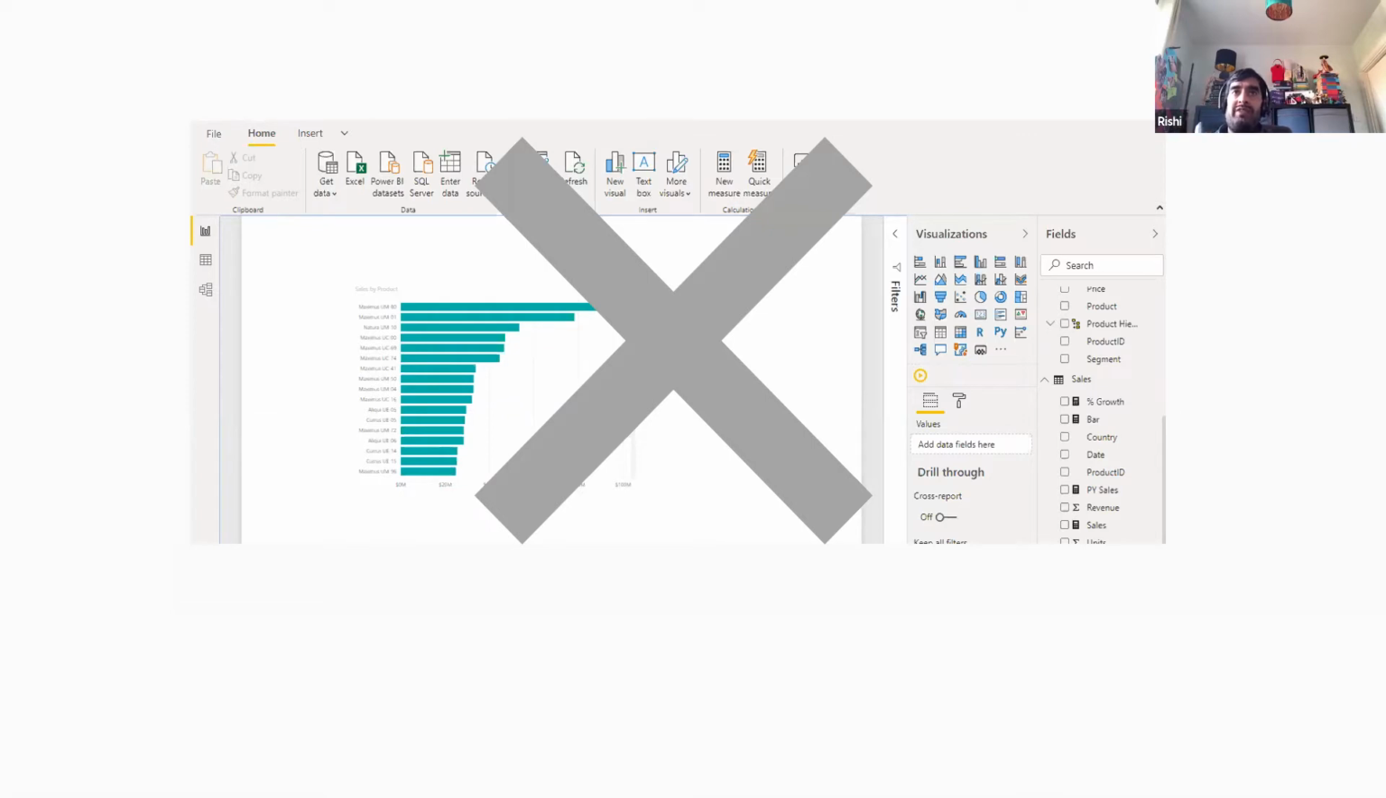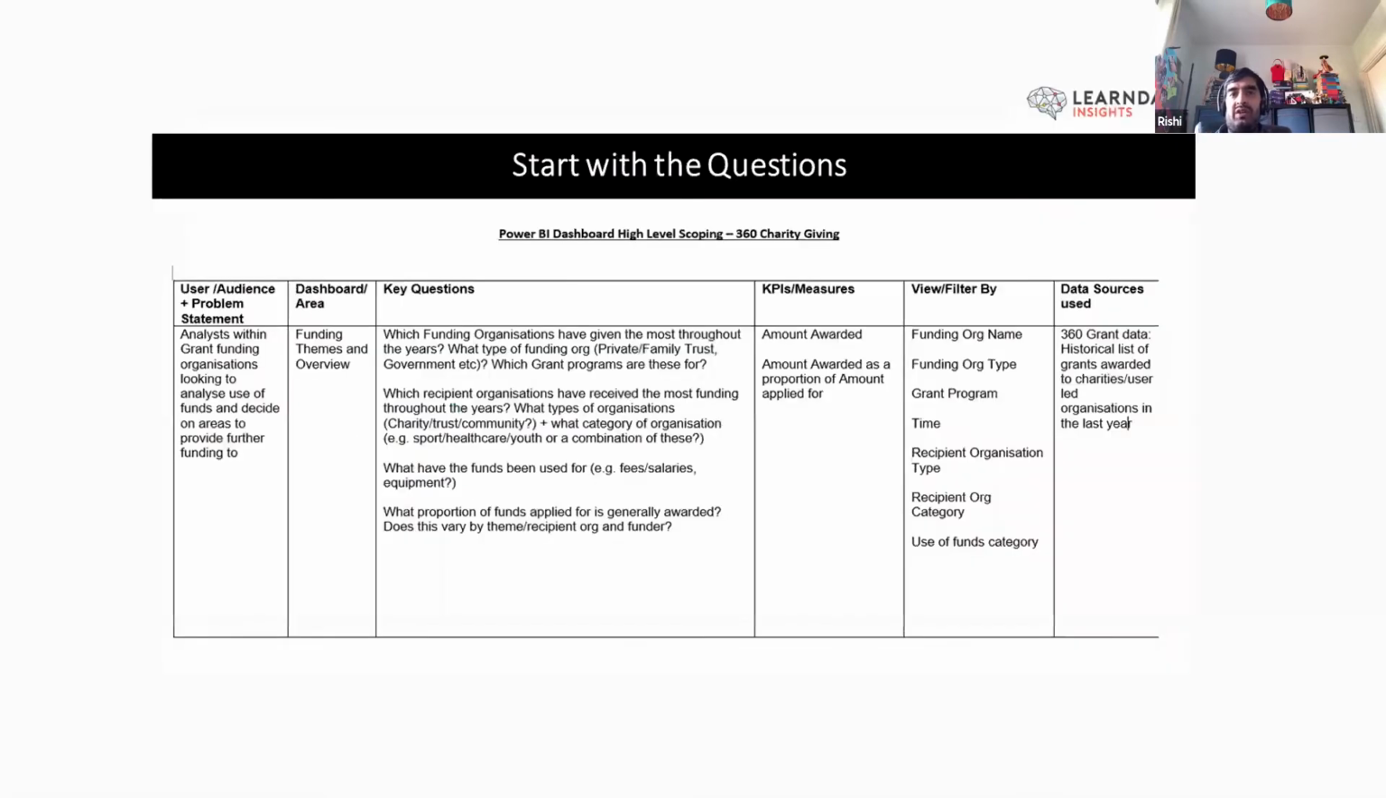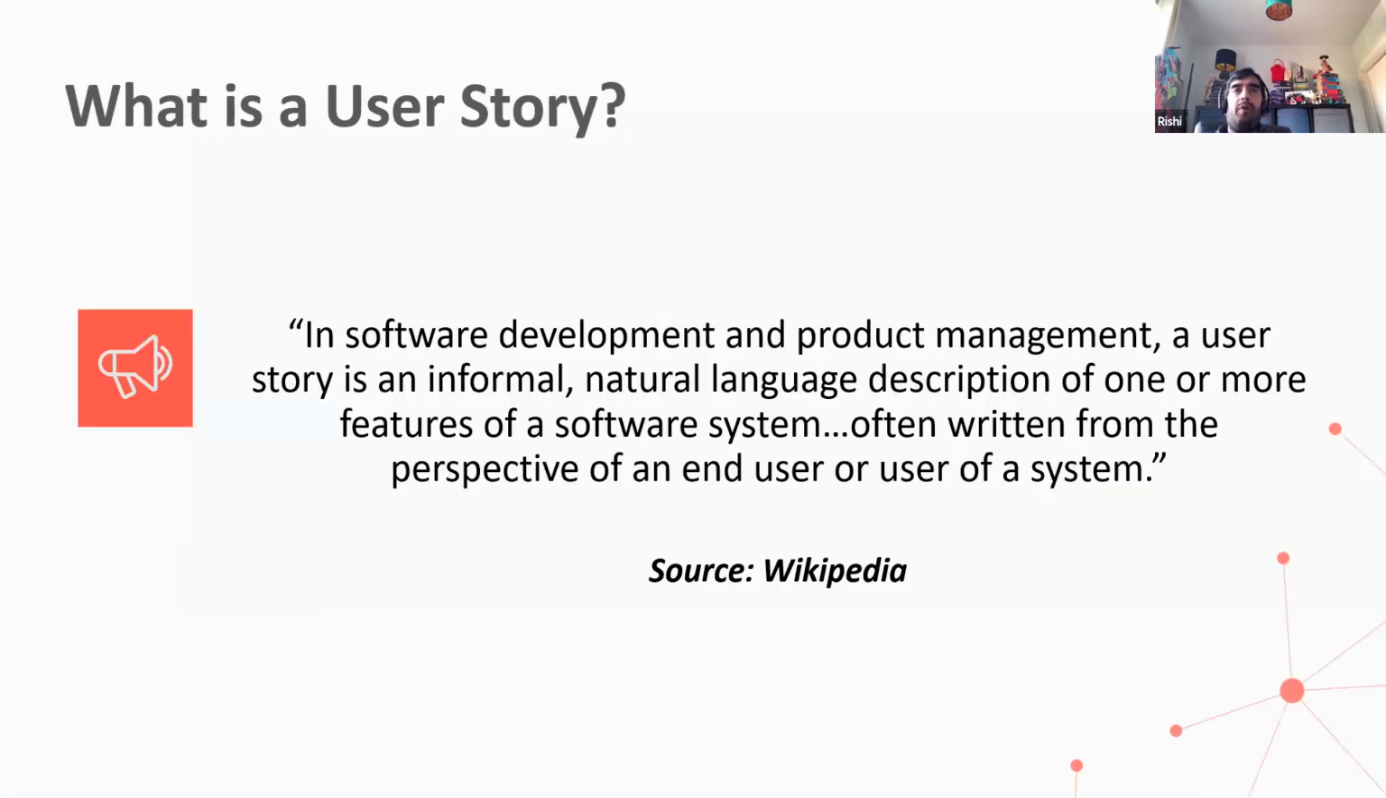So the best place to start with this isn't necessarily with the data, but actually with the business questions that you want to answer. So we're going to do this starting with user stories, and Martin and Yoshi mentioned this at the beginning of the hack as well. So I just pulled out a definition from Wikipedia.